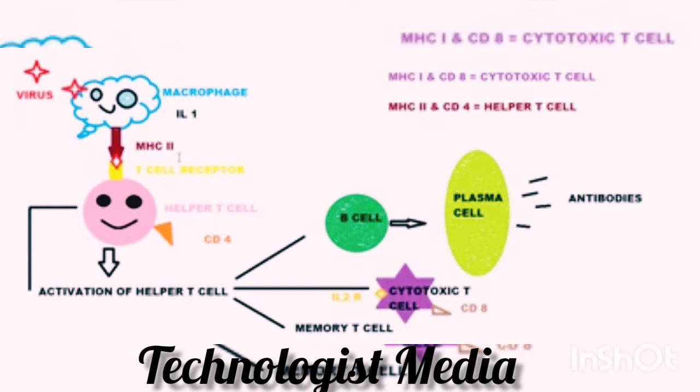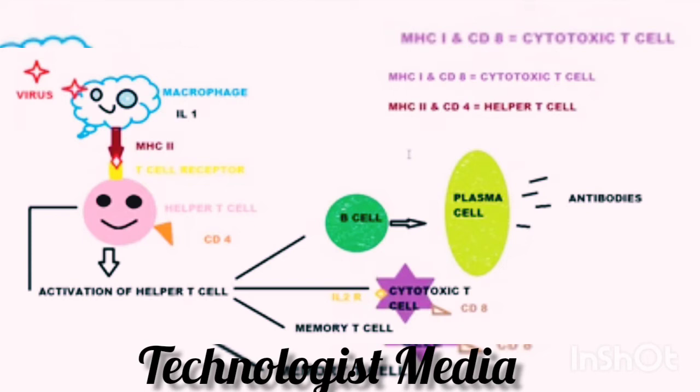Now we must know two things: the major histocompatibility complex and the cluster of differentiation. This is MHC, which stands for major histocompatibility complex, and CD stands for cluster of differentiation. The major histocompatibility complexes are specific for the helper T cell and the cytotoxic T cell. MHC1 and CD8 are specific for the cytotoxic T cells, and MHC2 and CD4 are specific for the helper T cells.